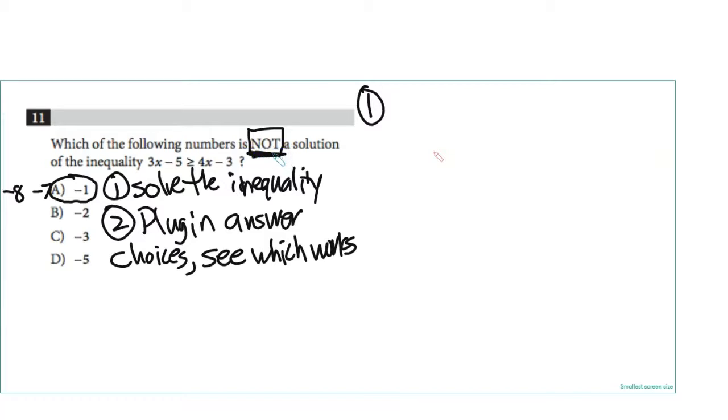Not a solution. Well, if you plug in -2, what would you get? You'd have -6 minus 5, that's -11, and on the other side also -11. So that would make them equal to each other, so that would be a solution. And it turns out if you do the rest of these, you'll see that the rest of these are also solutions. So that's one way.